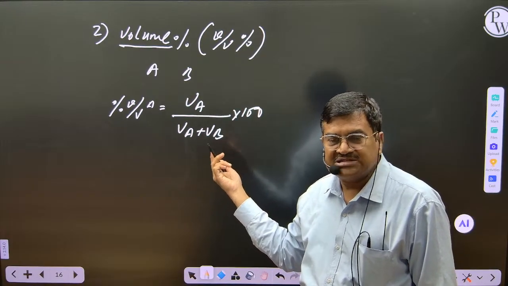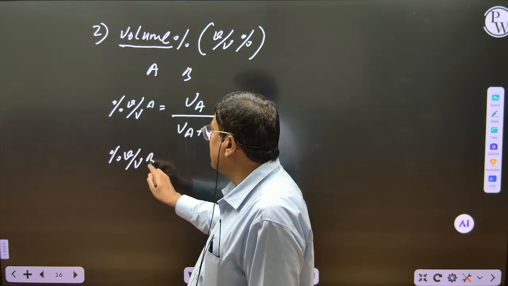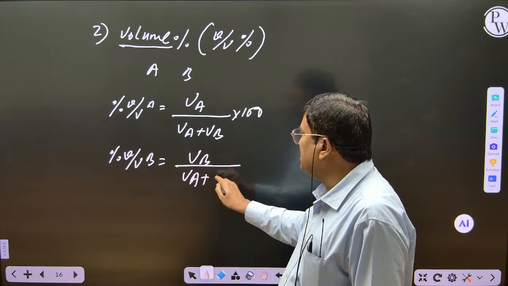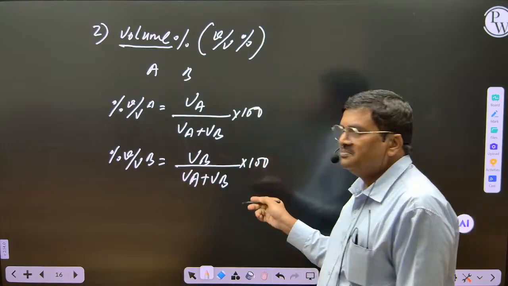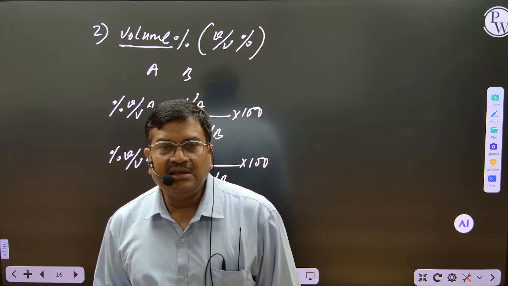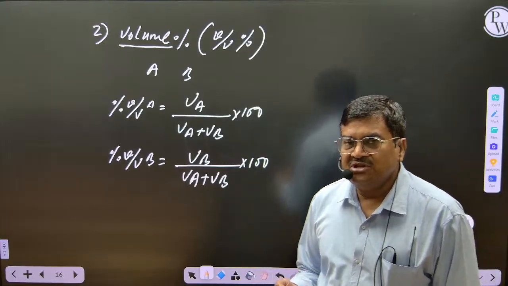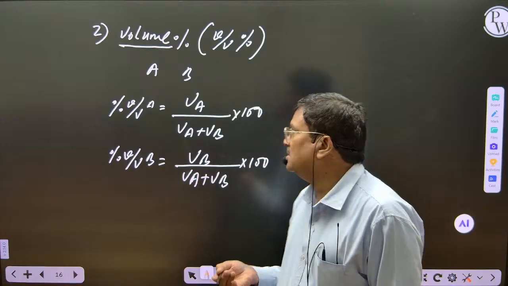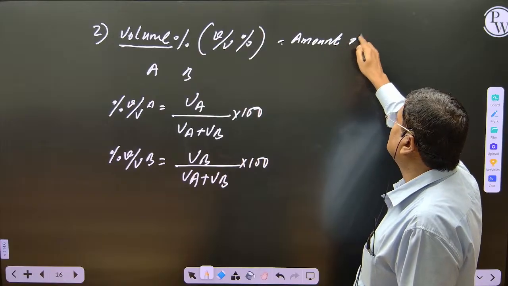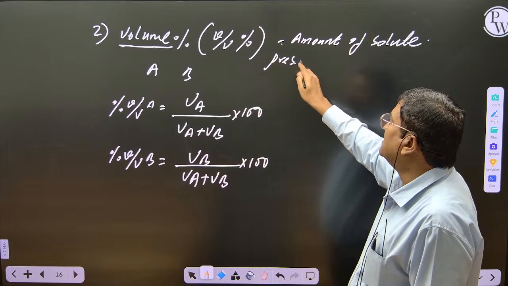Correct? Same as mass percentage. In the same way, to get volume percent of B, what should I do, student? Same thing. Volume of B by volume of A plus volume of B into 100. This will give volume percent. So what do we define for volume percent? The amount of solute present in 100 ml of solution. Previously for mass percentage what did we write? Amount of solute present in 100 grams of solution. So write the definition for volume percent: amount of solute present in 100 ml of solution.